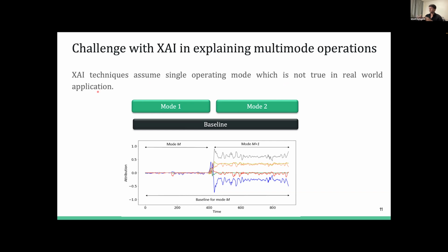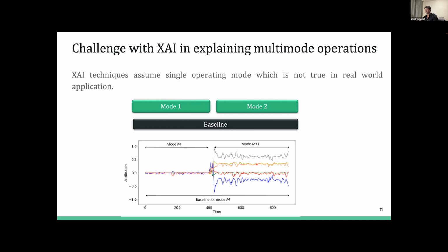Here we can see a case study where we sampled 1,000 time steps. Till 400 time samples, a significant mode was running, and the attributions were nearly 0. After 400, there was a switch in the process, but the attributions are very deviated and noisy. The reason behind this is that we are evaluating this explanation on the basis of a single baseline, which is giving us noisy attribution. If we present such outcomes to an operator, he or she will be confused.